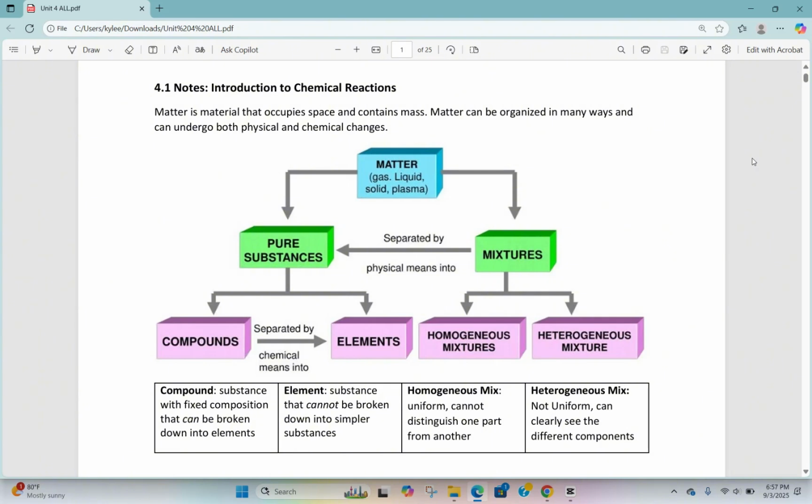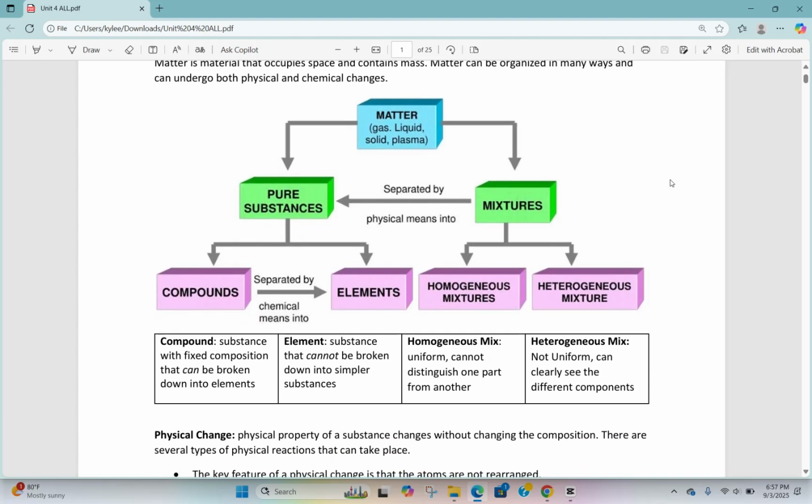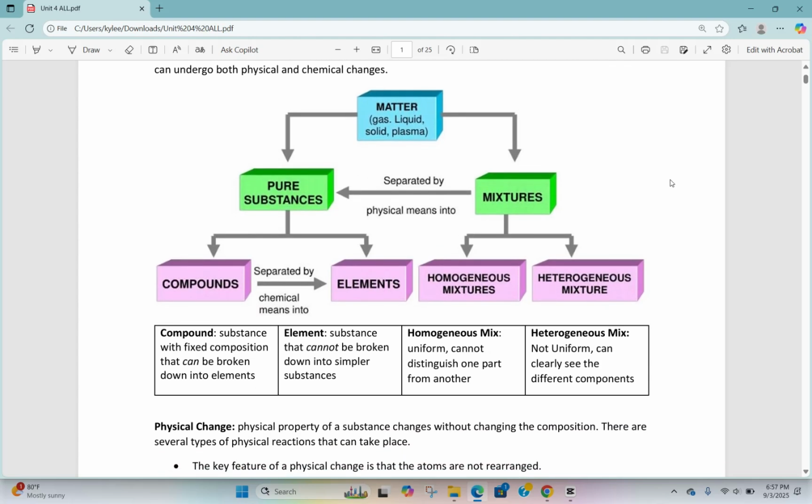Whenever I introduce chemical reactions, I think a good place to start is a breakdown of matter. And this is something that gets discussed at many levels. It gets discussed if you've taken a physical science class, in an on-level chemistry, and here we have it again in AP chemistry. It never hurts to review it. If you've already seen this, that's great. But if not, here you go.